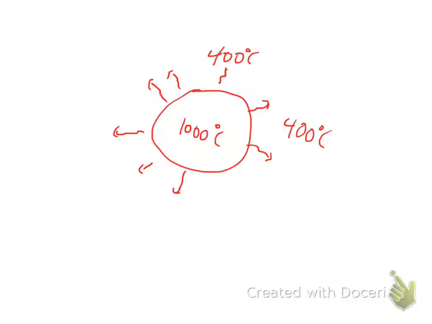What are some things we need to think about with that? So maybe do a profile through the middle of it. We can say it's 400 degrees, 400 degrees, and then 1,000 degrees, like a square wave.